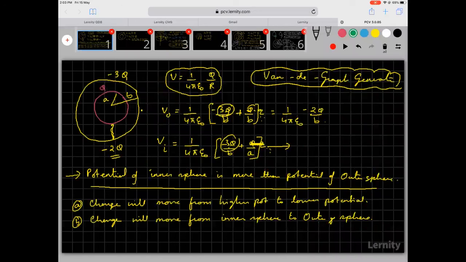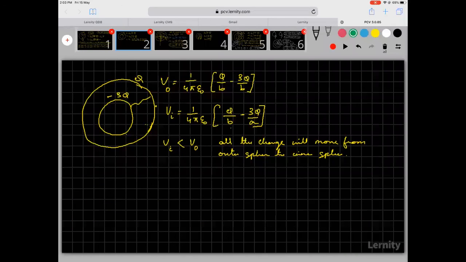This is the second slide. This is the principle behind the working of a Van de Graaff generator. If you have the old book, it will be there. This is the last section. In the new books, they have removed it. Some 3 years back, they removed it from the syllabus.